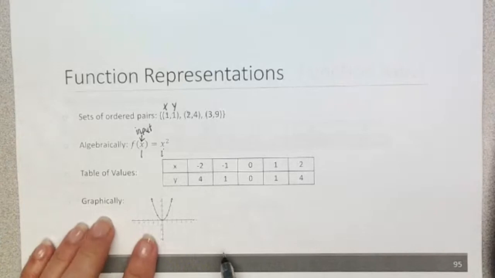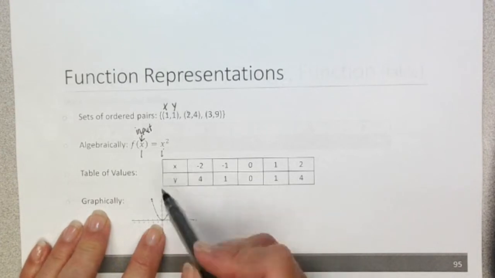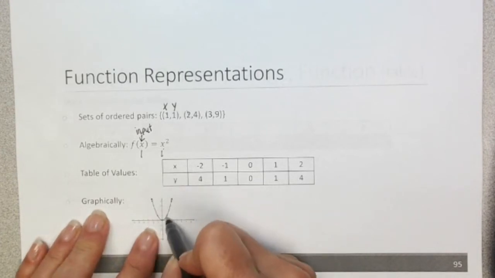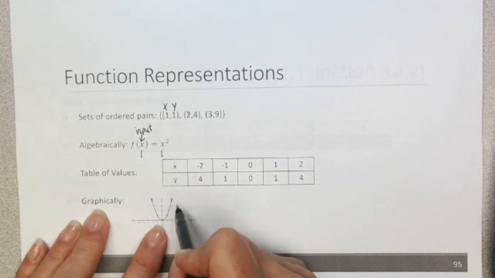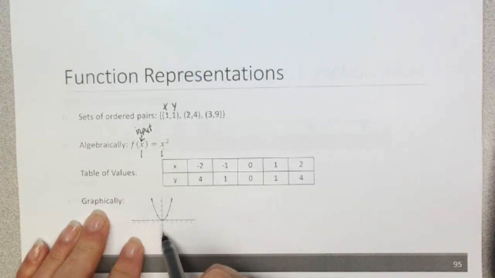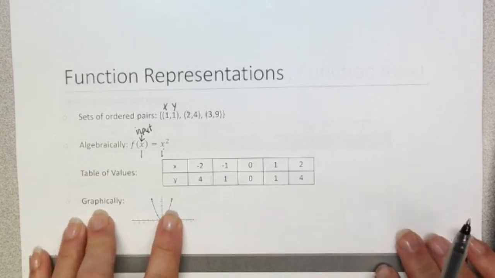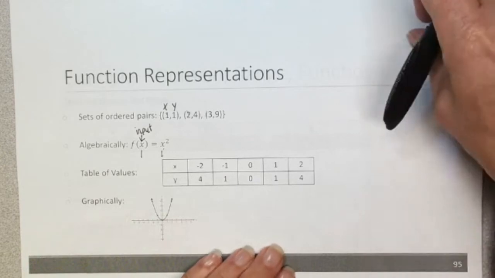A fourth representation for a function is graphically. This is also a very powerful representation, because given any input, I can find the output, right? A graph is actually showing me the set of all ordered pairs for a function, right? The set of all ordered pairs. So any x, I can find the y that x corresponds to by finding that point on the graph.